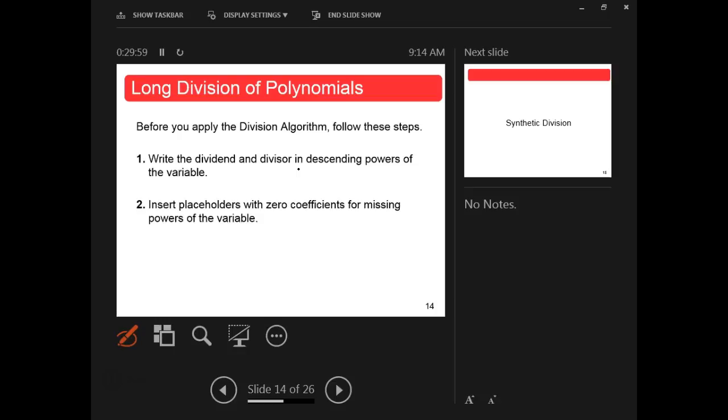You've got to have them in those, okay? You can't have them all mixed up, otherwise your answer is going to be wrong. Also, if you're missing any terms in either the divisor or the dividend, be sure you place a zero as a placeholder, a zero coefficient for missing powers of the variable, in both the dividend and the divisor. You can live without it maybe in the divisor, but it's a lot easier to have it there.